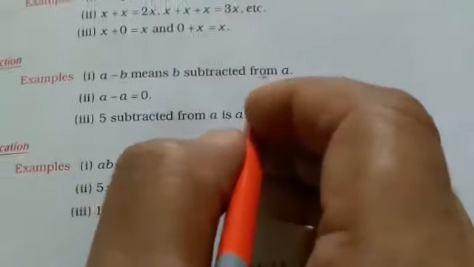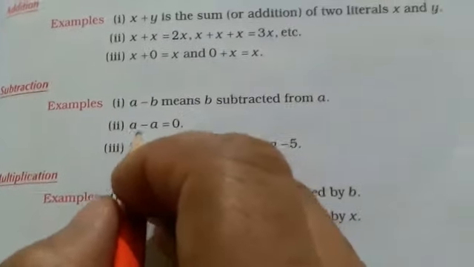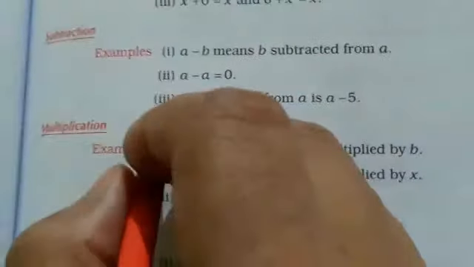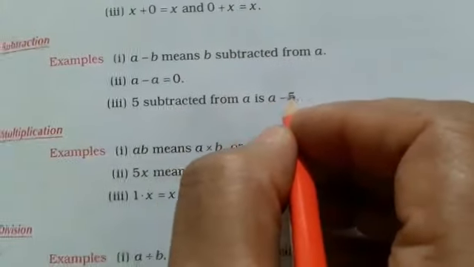Second part is subtraction. Example, a minus b means b subtracted from a. Second example is a minus a is equal to 0, which means we are subtracting the same value, so the result will be 0. Third example is 5 subtracted from a. How will we represent this in algebraic form? a minus 5.